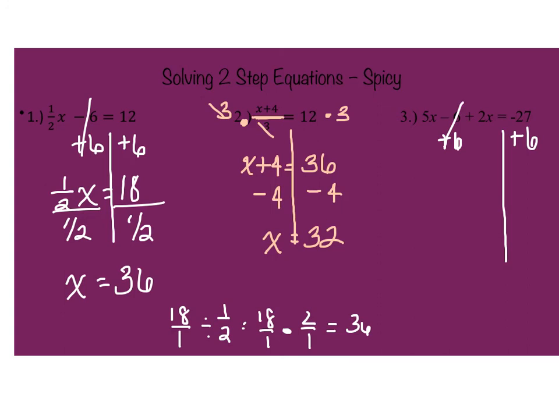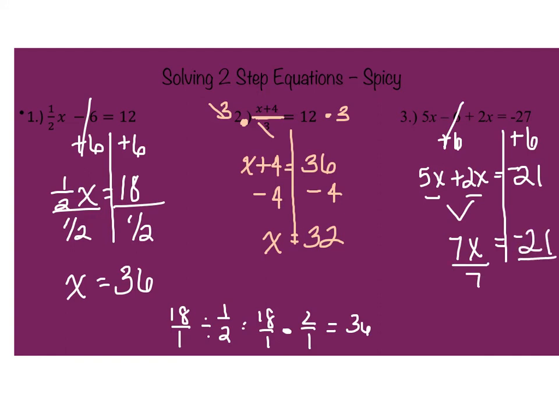These cancel out, and I'm left with 5x plus 2x equals negative 21. Now, I see that I have 5x's and I have 2x's, so I can actually combine those to be 7x equals negative 21. Divide by 7, and I get x equals negative 3.